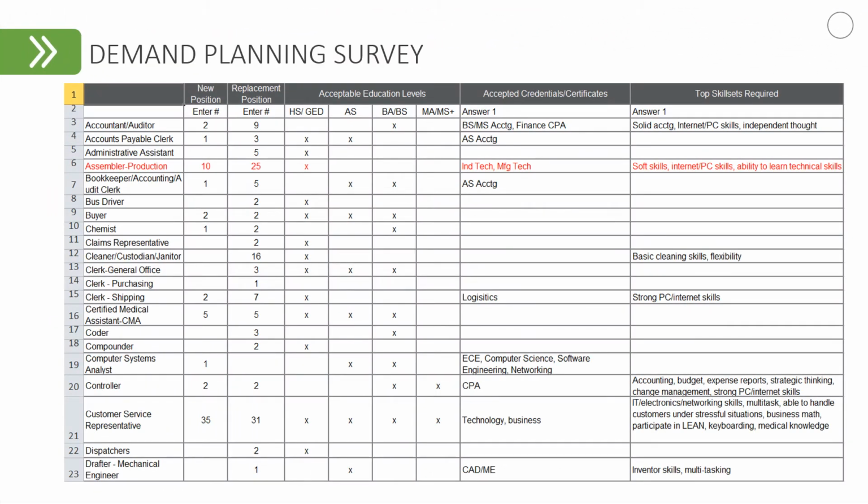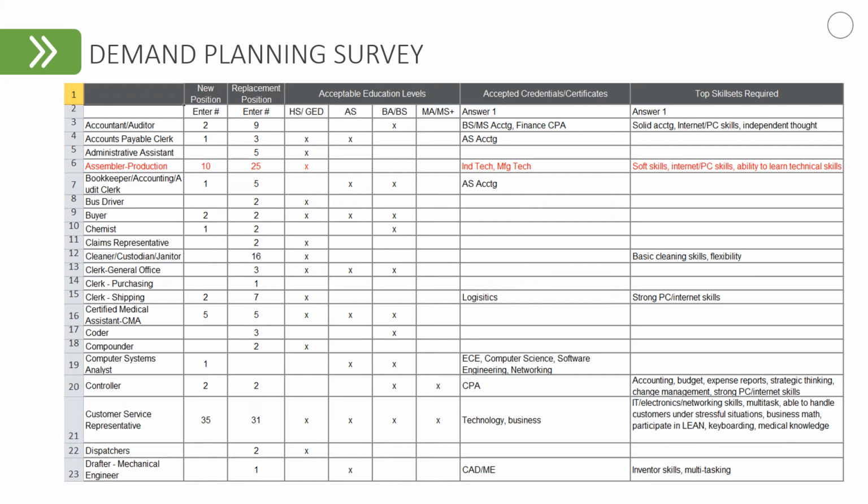Let's take a look at a snapshot of a demand planning survey completed by 5 collaboratives within one county. Each member of each collaborative received the survey with a timeline of 4 weeks to return the information to the convener. They were asked to identify the jobs by title, how many were new positions, how many were replacement positions, and the acceptable level of education and credentials for that job.